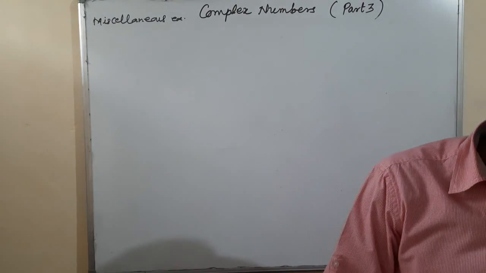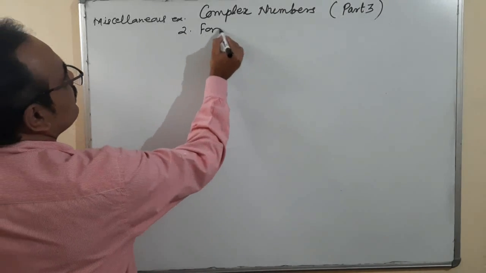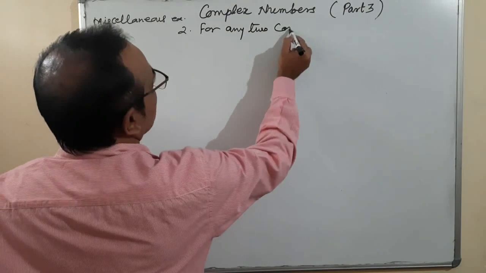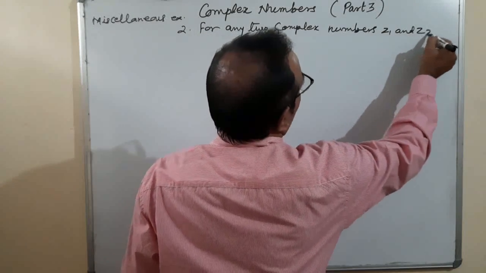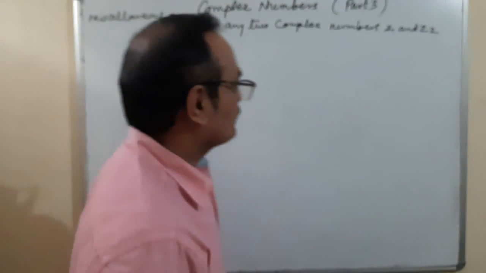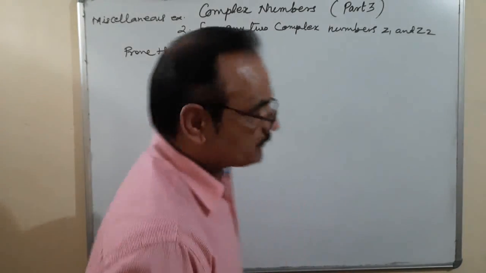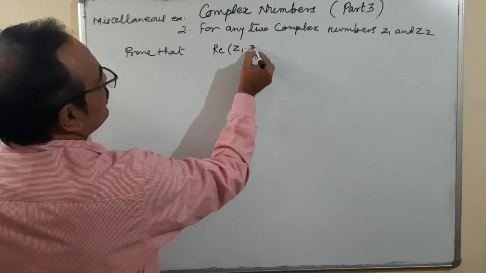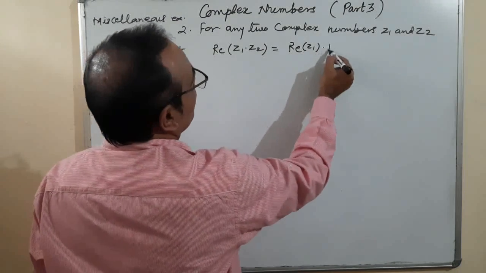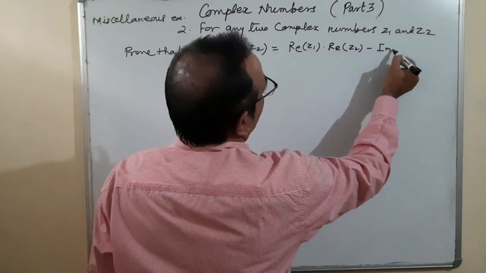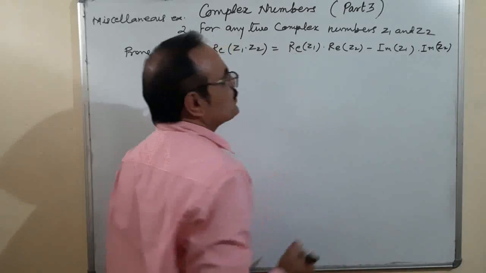Now let us discuss question number 2. For any two complex numbers Z1 and Z2, prove that real part of Z1 into Z2 is equal to real part of Z1 into real part of Z2 minus imaginary part of Z1 into imaginary part of Z2. Okay, this we are going to prove.